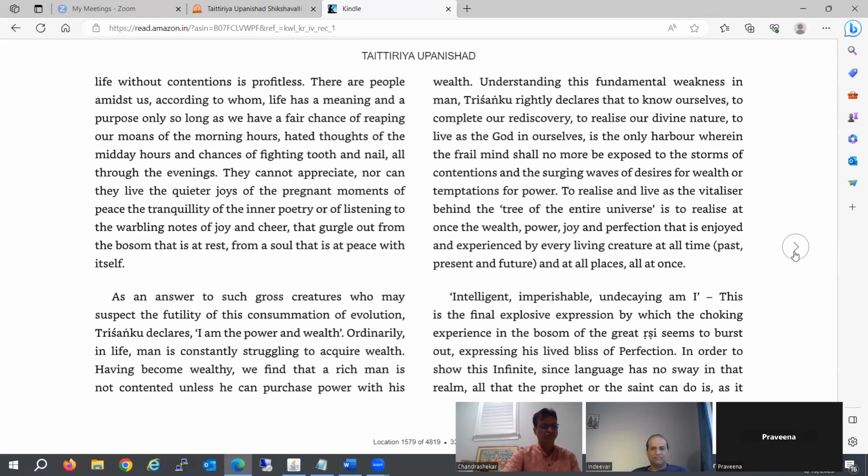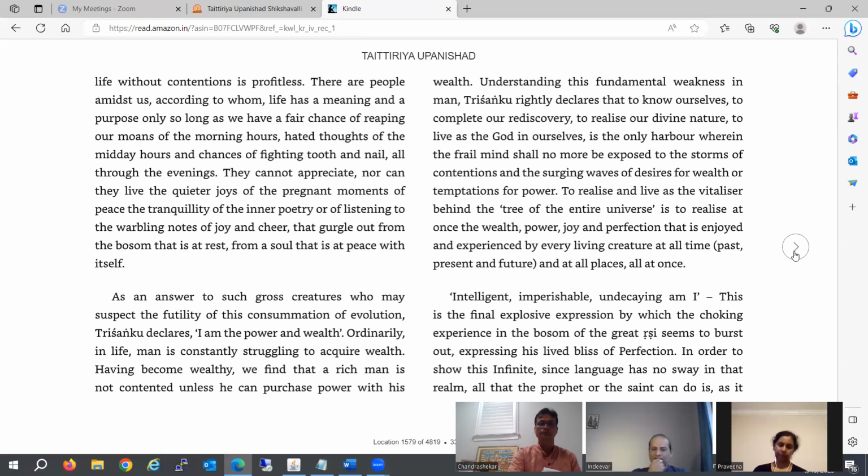As an answer to such gross creatures, who may suspect the futility of this consummation of evolution, Shankar declares, I am the power and the wealth. Ordinarily, in life, man is constantly struggling to acquire wealth. Having become wealthy, we find that a rich man is not contented unless he can purchase power with his wealth. Understanding this fundamental weakness in man, Shankar rightly declares that, to know ourselves, to complete our rediscovery, to realize our divine nature, to live as the God in ourselves, is the only harbor wherein the frail mind shall no more be exposed to the storms of contentions and the surging waves of desires for wealth or temptations for power.